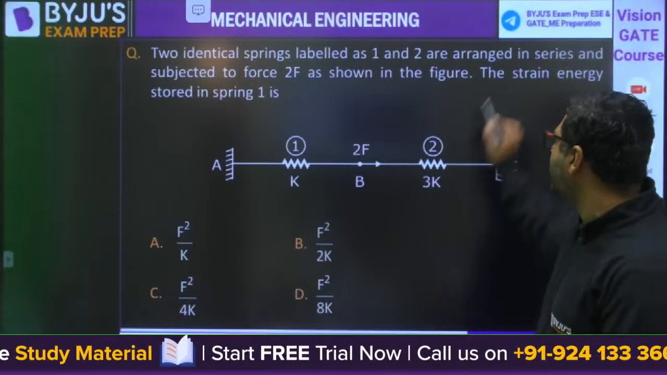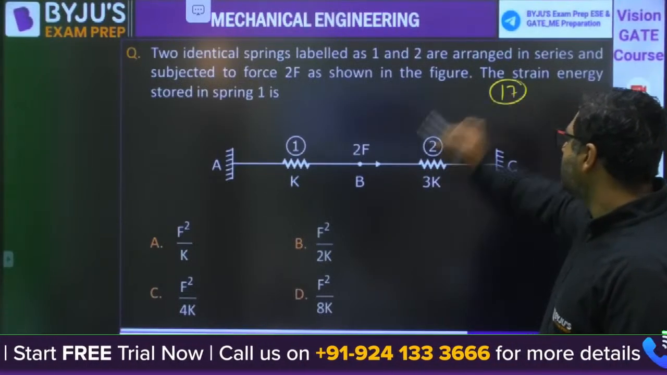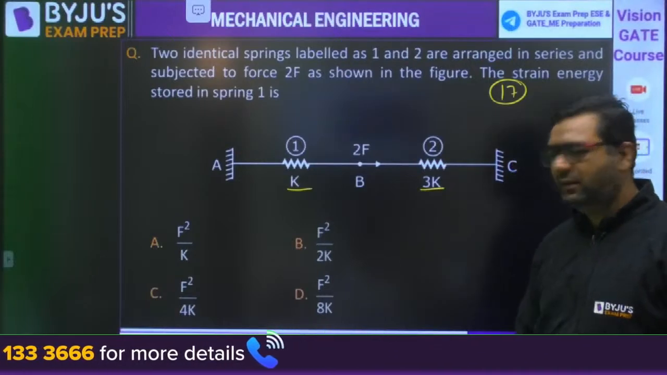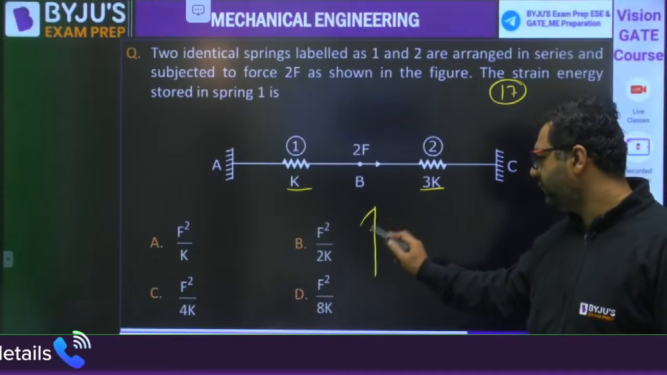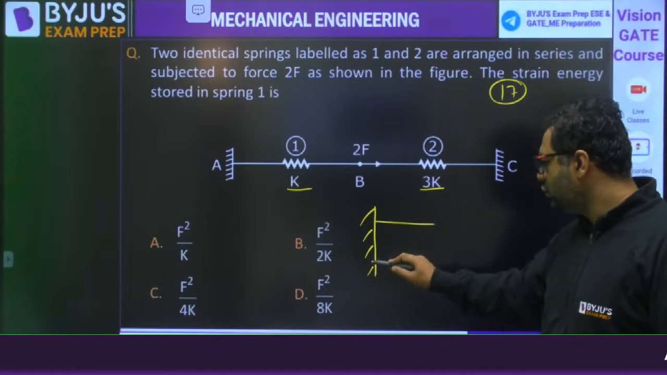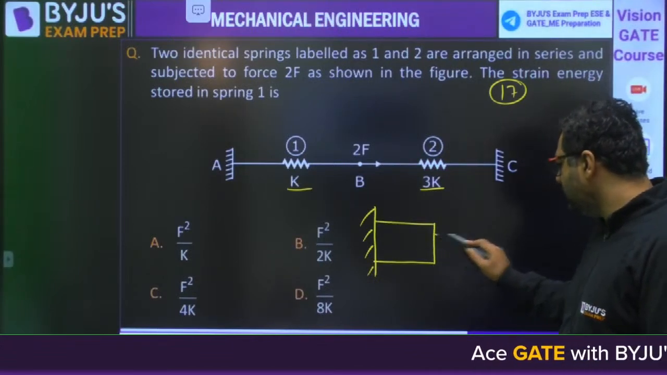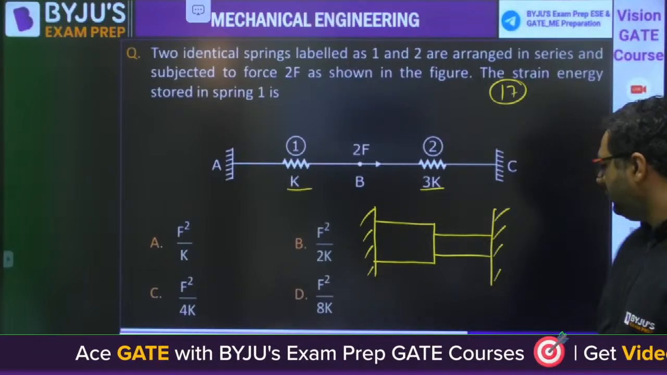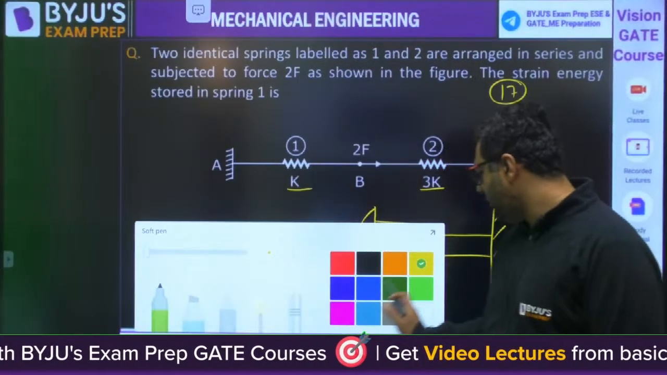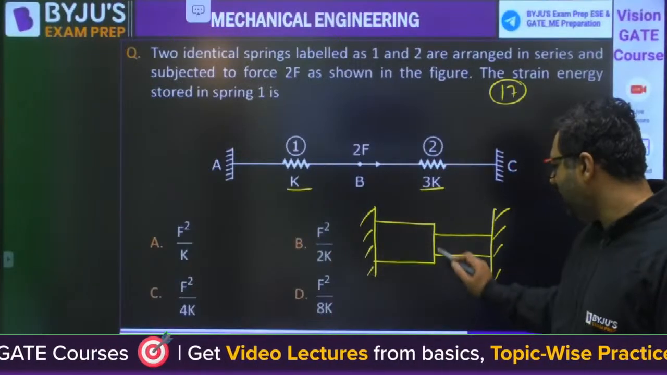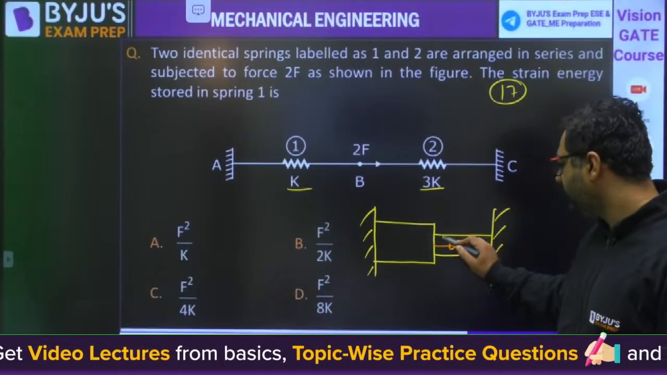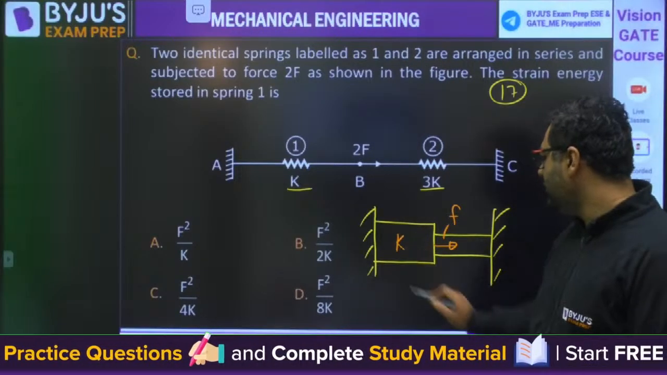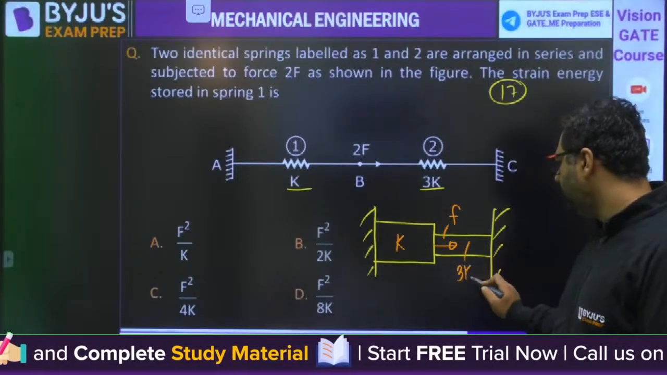This is question number 17. Here two springs are joined in series. You can consider two springs as two bars in series because they are subjected to axial loading, and you can consider the force acting like this. This stiffness is K, this stiffness is 3K.